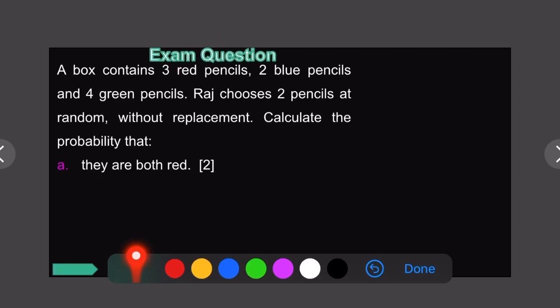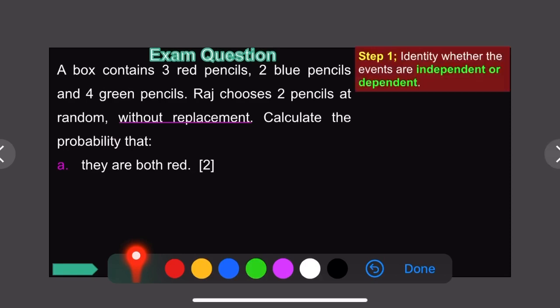Since we have the word without replacement here, right? So let's think about the type of the event that is given in the question. Without replacement, that means it is dependent, right? The events are dependent. So we have to first identify whether the events are independent or dependent. So as step 1 we have done the first step. Now let's look at the information given in the question.